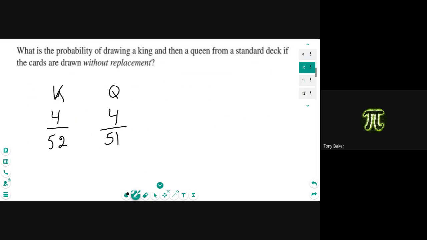So in this case, that's the interaction. It says without replacement, that's the key. Because if I put the card back, they'd be independent events. They didn't have an impact on each other. But in this situation, without replacement means they had an impact on each other. So then we would multiply those two, and we get 16 over 2652, which is 0.006.